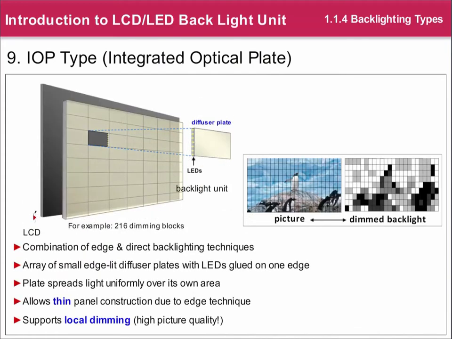The IOP, integrated optical plate, combines the best of both, a high quality picture that we can get from local dimming and the thinner construction of the edge backlight unit. Here, the backlight unit is made up of a few hundred small diffuser plates called optical plates. Each plate is edge lit by LEDs from only one side. The diffuser plate will spread the LED light uniformly across its area. Each plate is controlled independently so we can do local dimming.